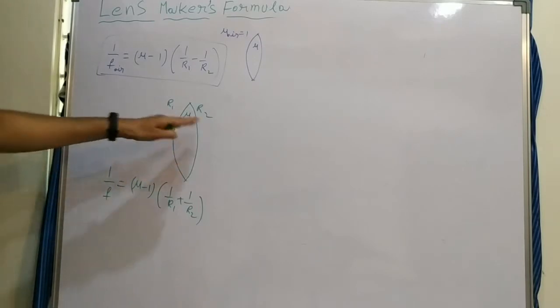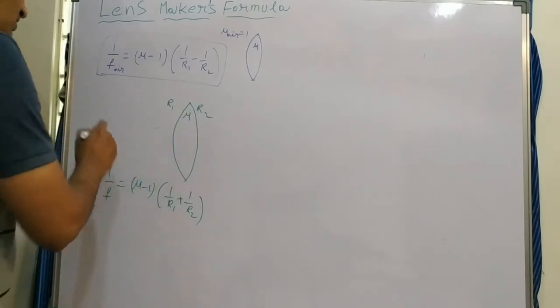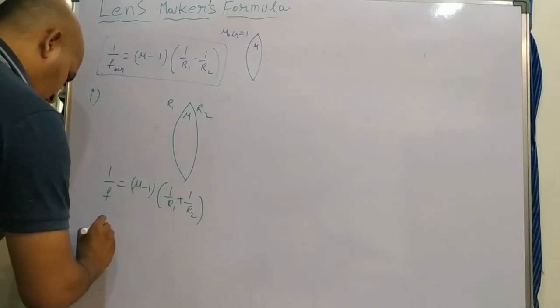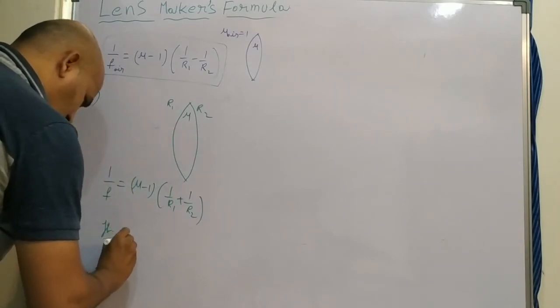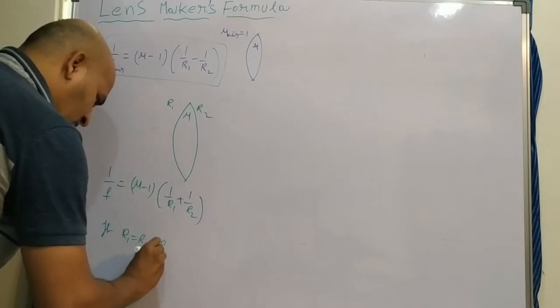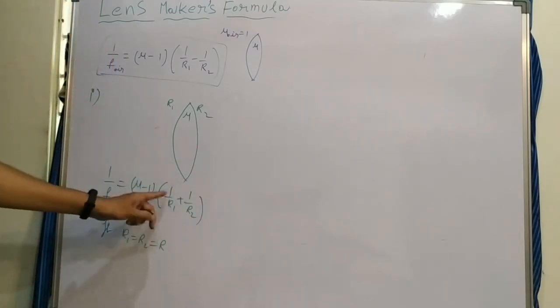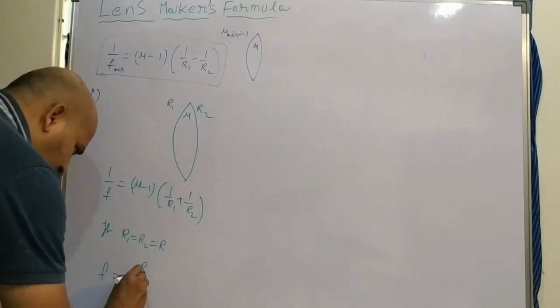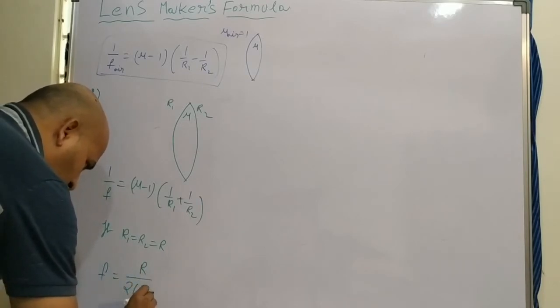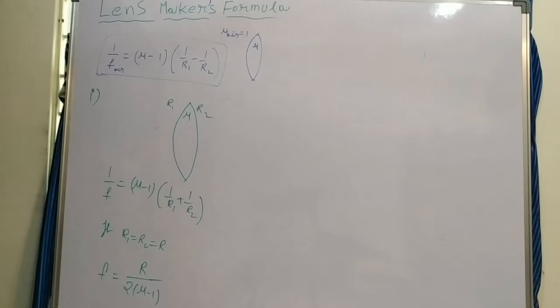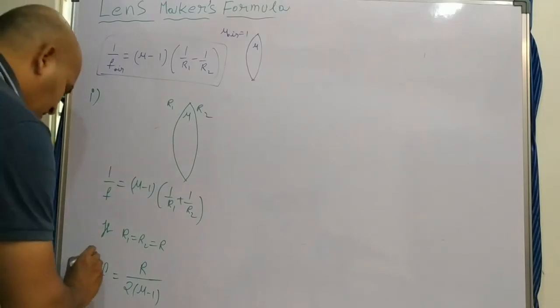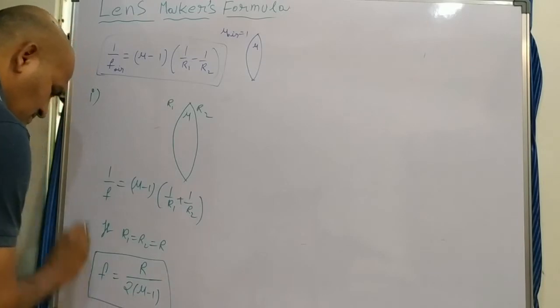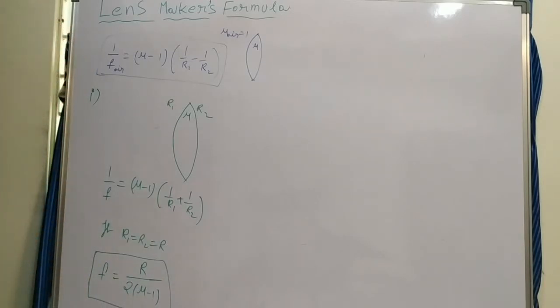Suppose it is equiconvex, so r1 is equal to r2 is equal to R. Then what can you write? 1 by R plus 1 by R, that is 2 by R. So f is equal to R by 2 into mu minus 1. This is the focal length formula for an equiconvex lens. Generally for a concave mirror you get R by 2 only, but for lenses it is a different formula, R by 2 into mu minus 1.